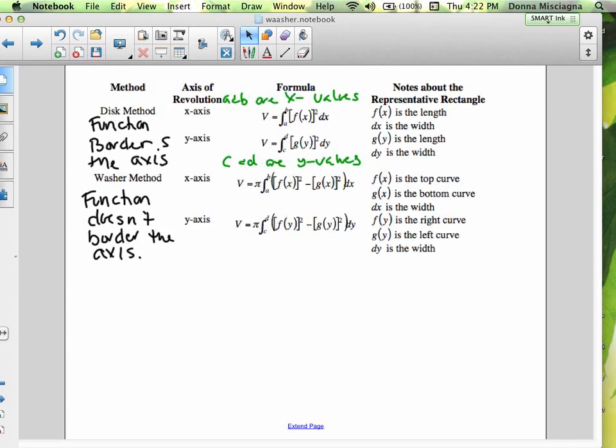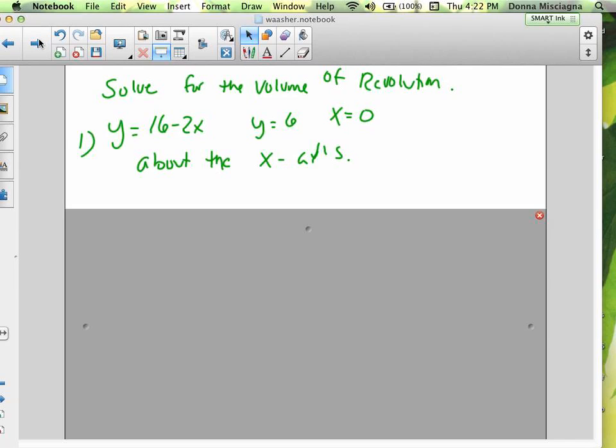And remember, it could change a little bit if we rotate around a line that's not x or y. We're going to have to either subtract that in, either it's subtracted from the function or we subtract from it. That's all I have on the washer method. I hope that was clear. Please ask questions in class if it wasn't, or if you have any questions about anything.